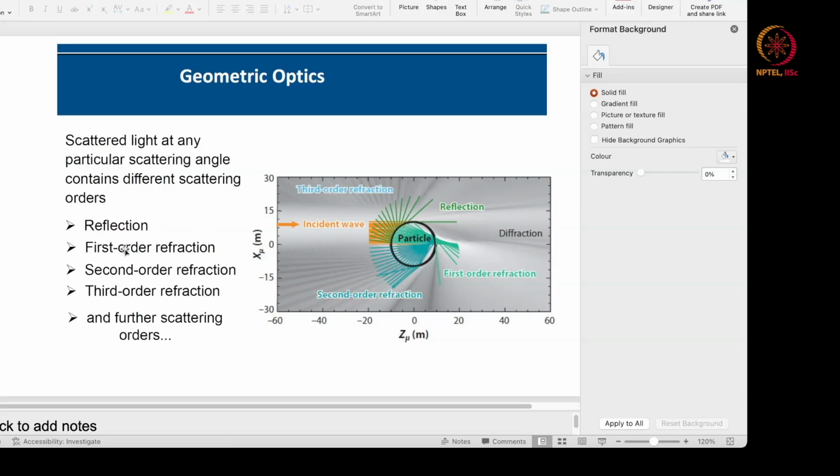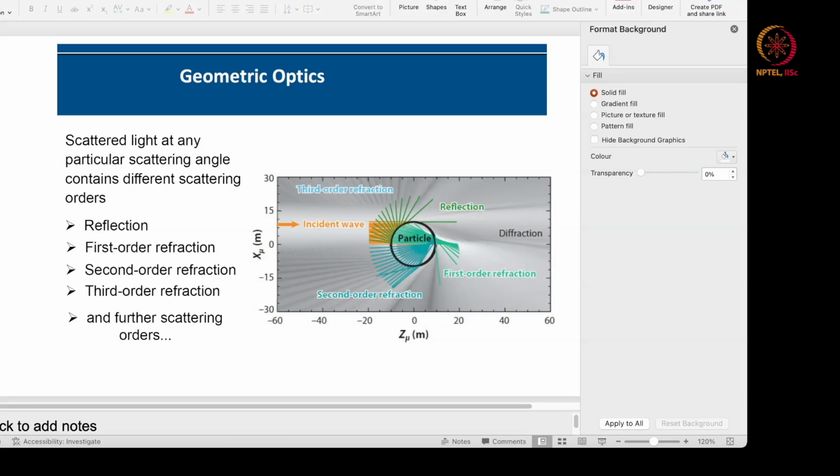So it is composed of reflection, and then you also have diffraction because of the particles that we already covered, where you get those Airy disks and so on. Reflection, first order refraction, second order refraction, third order refraction, all these things are contained when light is scattered at any particular scattering angle. It contains different scattering orders, therefore. This we already saw from the geometric optics point of view.